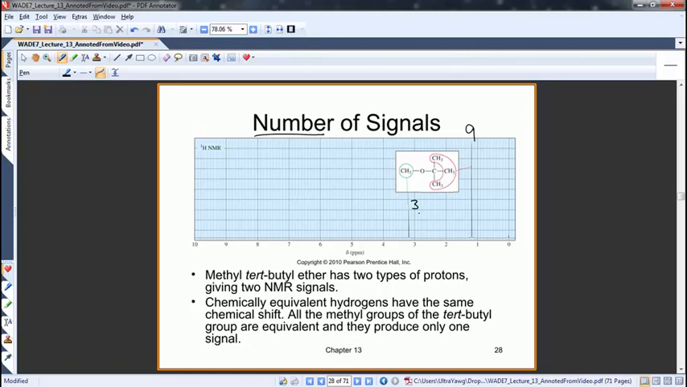Now, depending upon where the spectrum comes from and who made it, a lot of times these are reduced to the lowest whole number value. So instead of 9 to 3, it would just say 3 to 1. Right? I tend to just give you the absolute numbers, so I will usually express the integration as 3H. So you know explicitly there are 3 hydrogens that make up that signal, and there are 9 hydrogens that make up that signal. All right, that's pretty simple.